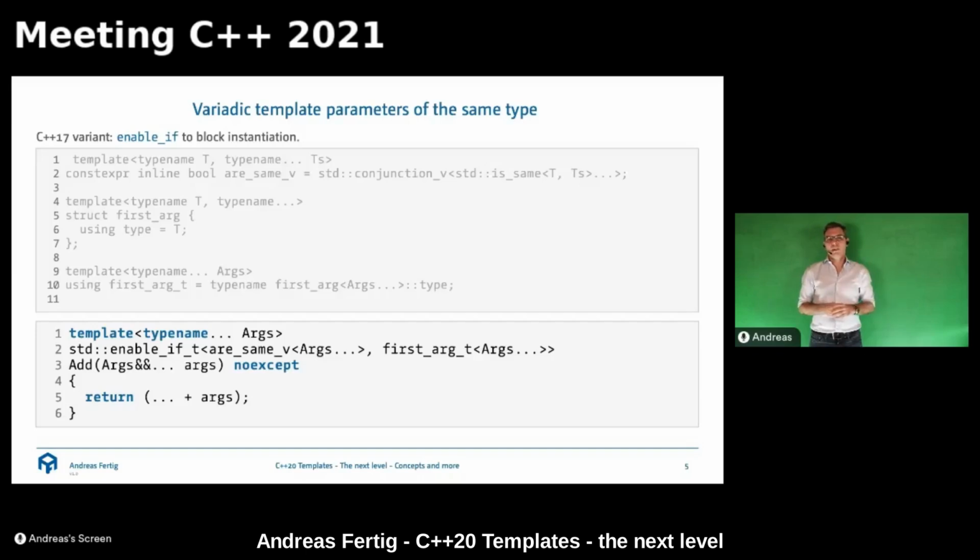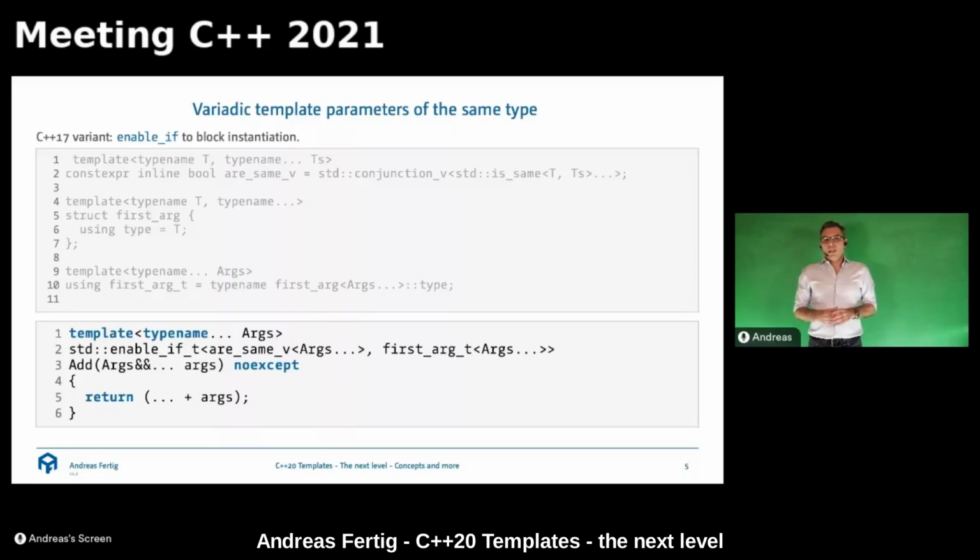And then below in line number 10, I have another helper, first_arg_t, and it's supposed to grab me out the first argument in the parameter pack, because all arguments should be of the same type. Whether I pick the first one or the last one or some type in the middle doesn't matter. They're all the same, so I'm picking the first one out here.